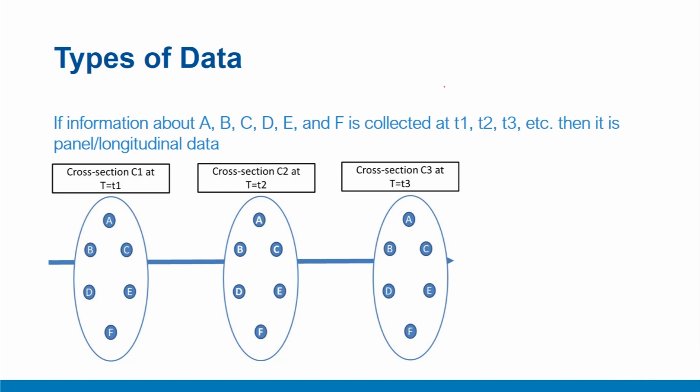Lastly, if you combine the time series and cross-sectional characteristics, that is, you collect the information about all the units or individuals of interest, for example A, B, C, D, E, and F, not only for one cross section but for all the desired cross sections, like time t equal to t1, t equal to t2, and t equal to t3, then this becomes panel or longitudinal data. That means panel and longitudinal data involves the characteristics of time series as well as cross section.